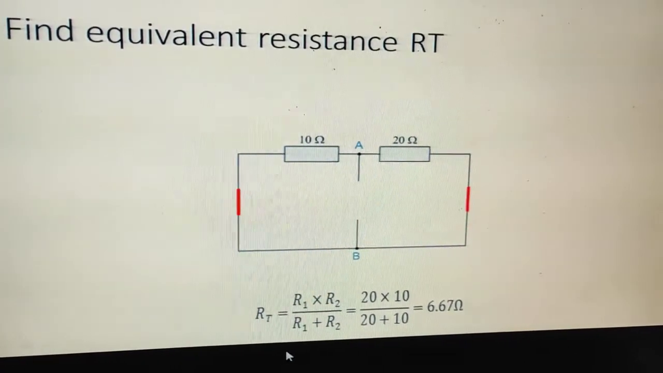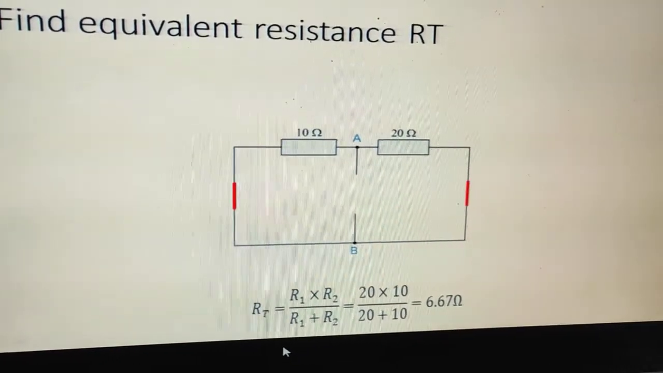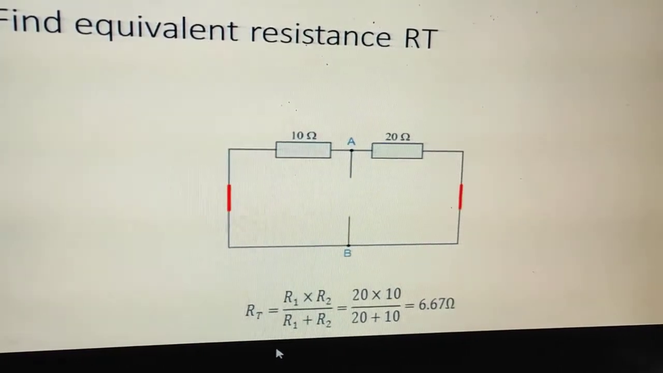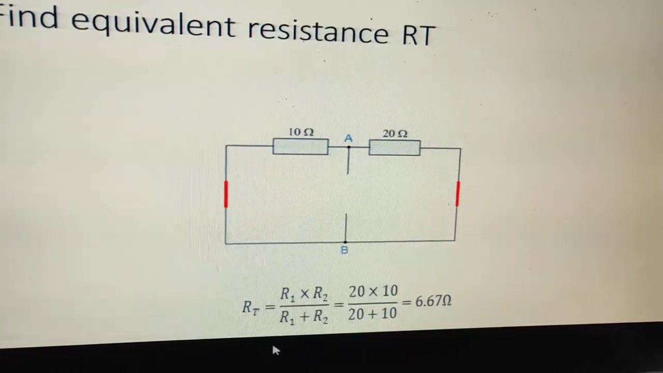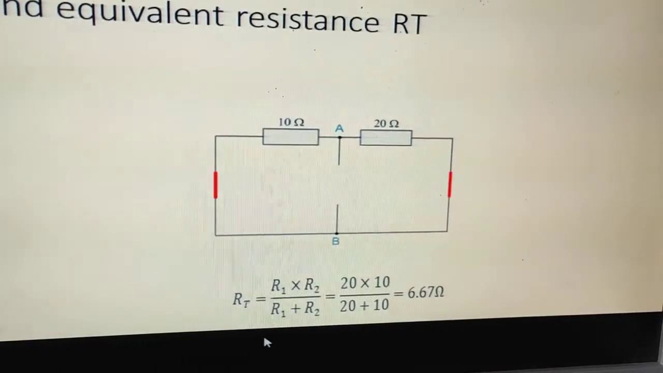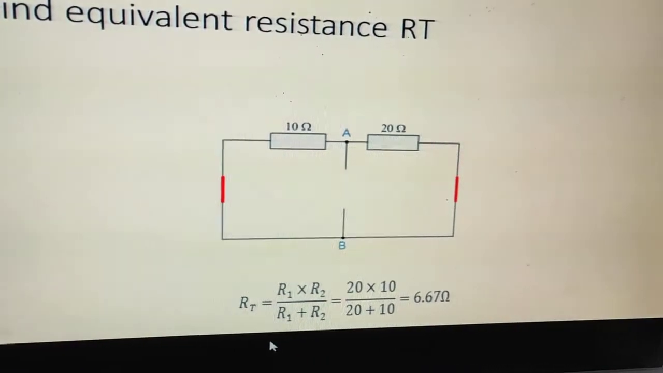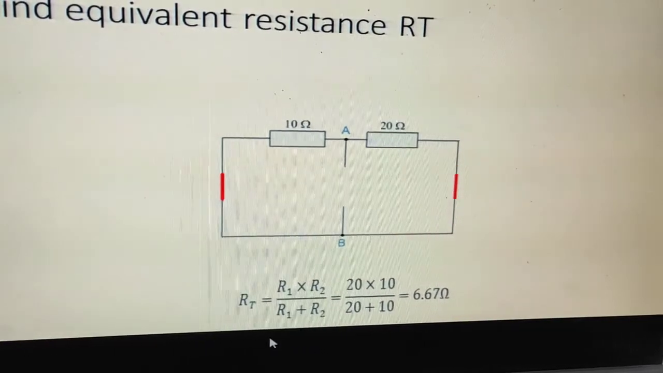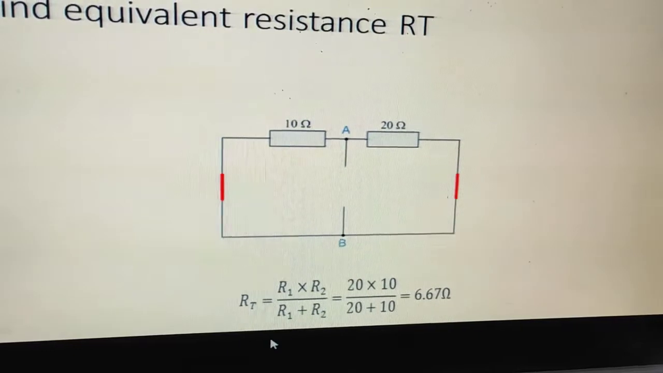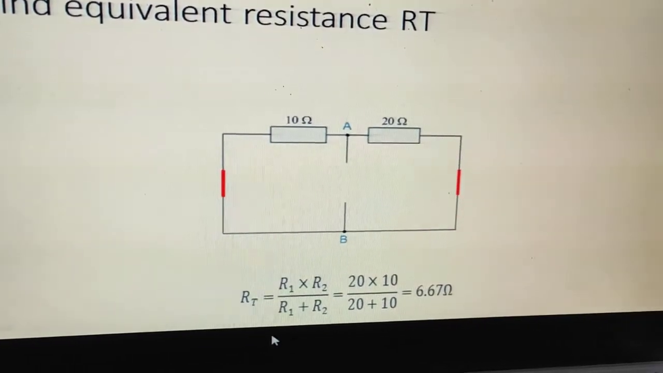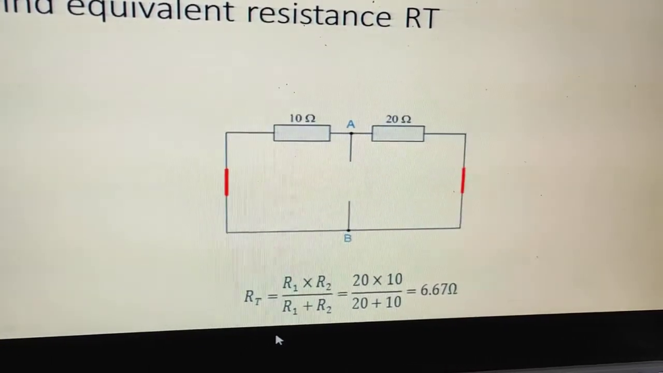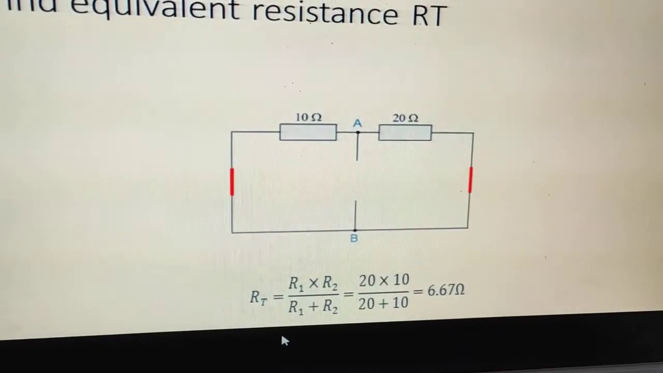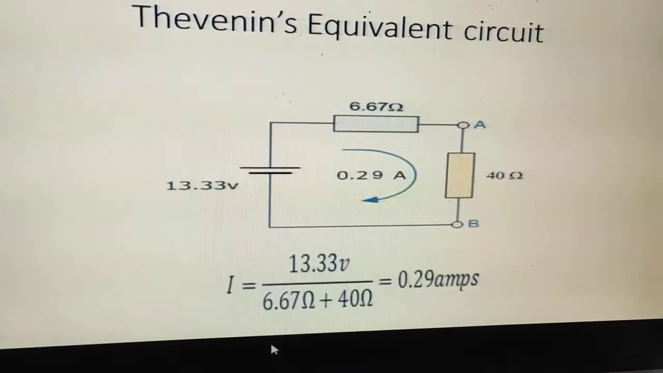To find the equivalent resistance, you have to replace all the voltage sources by their internal resistances. Here the voltage sources have zero internal resistance, so we replace them by short circuits. Now looking from the open circuit points A and B, those two resistors 10 ohm and 20 ohm are in parallel. So RT is equal to the parallel combination of those two resistors, which is 6.67 ohm.